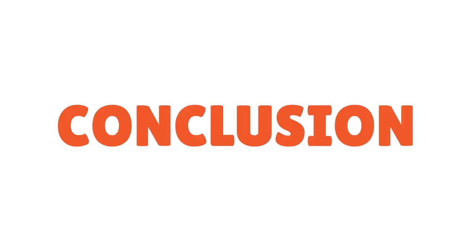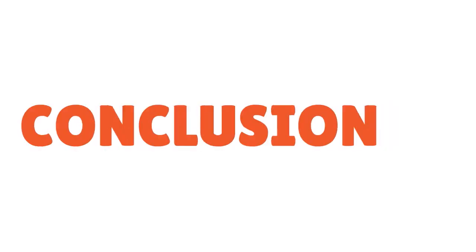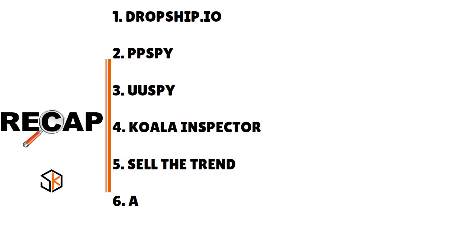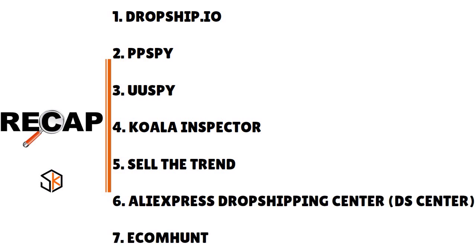So in conclusion to this conversation, when it comes to ShopHunter alternatives, you have Dropship.io, PP Spy, UU Spy, Koala Inspector, Sell The Trend, AliExpress DC, and Ecom Hunt.